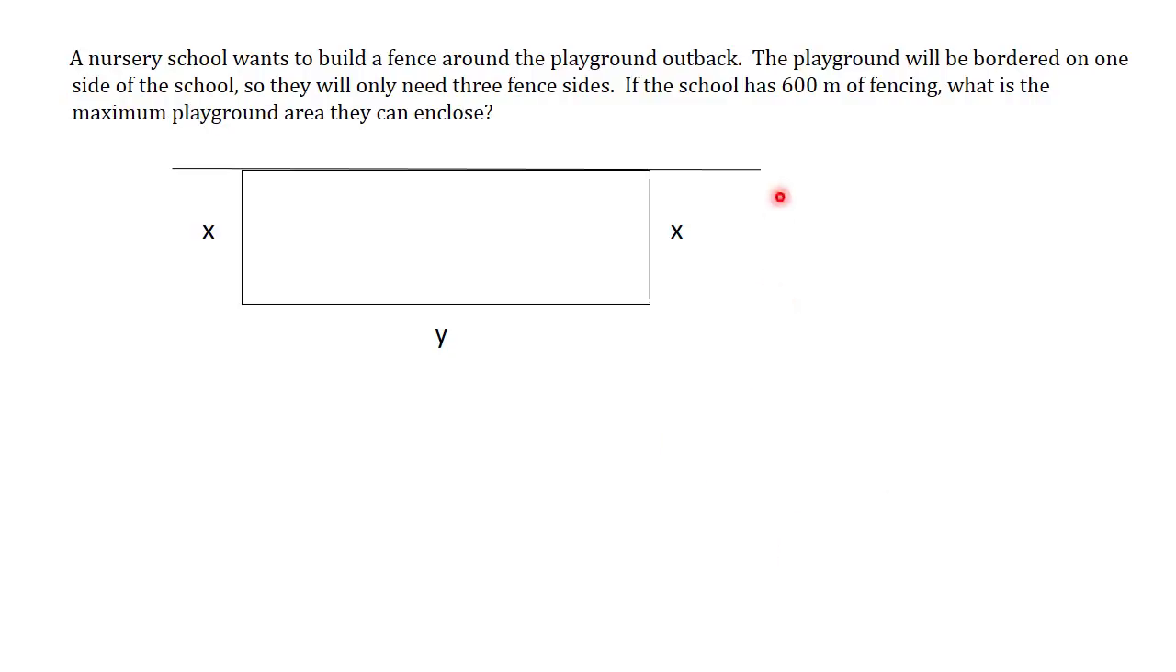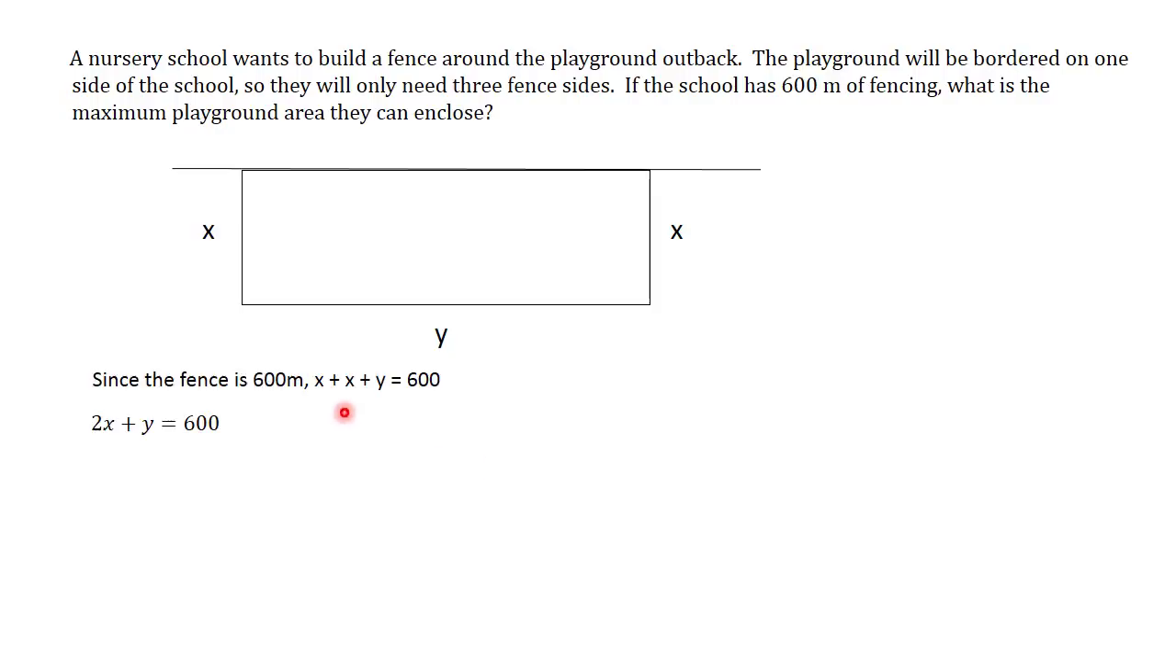So we have the wall along the back of the playground. We have this side, the 2 widths of the playground, and then the length of the playground that represents the 600 meters. So we can set up a little equation that says x plus x, so this x plus this x plus this y, when you add them all together, gives you 600. Okay? Now, why don't we simplify that?